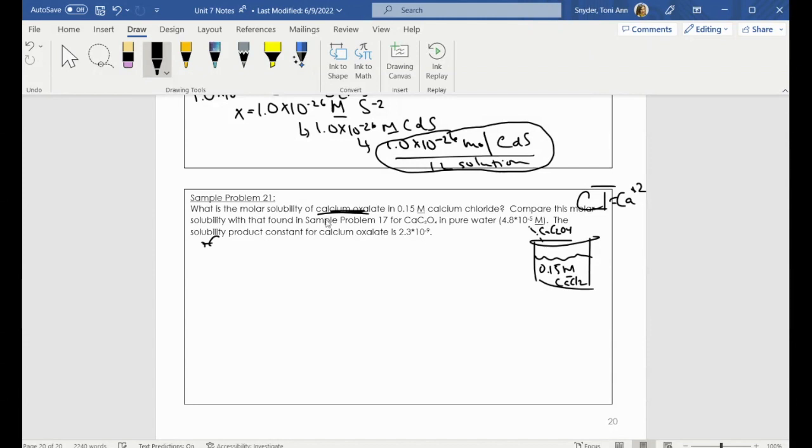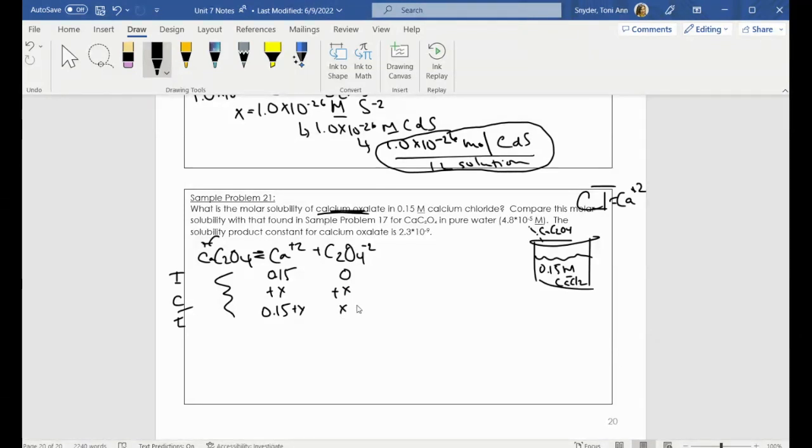So I'm going to write my equation out for this. Calcium oxalate is in equilibrium with calcium ions and oxalate ions. ICE, don't got to worry about that. My initial concentration of calcium is 0.15 because I'm starting off with this and I have no oxalate present. My change is plus X and plus X. So I get 0.15 plus X and X.